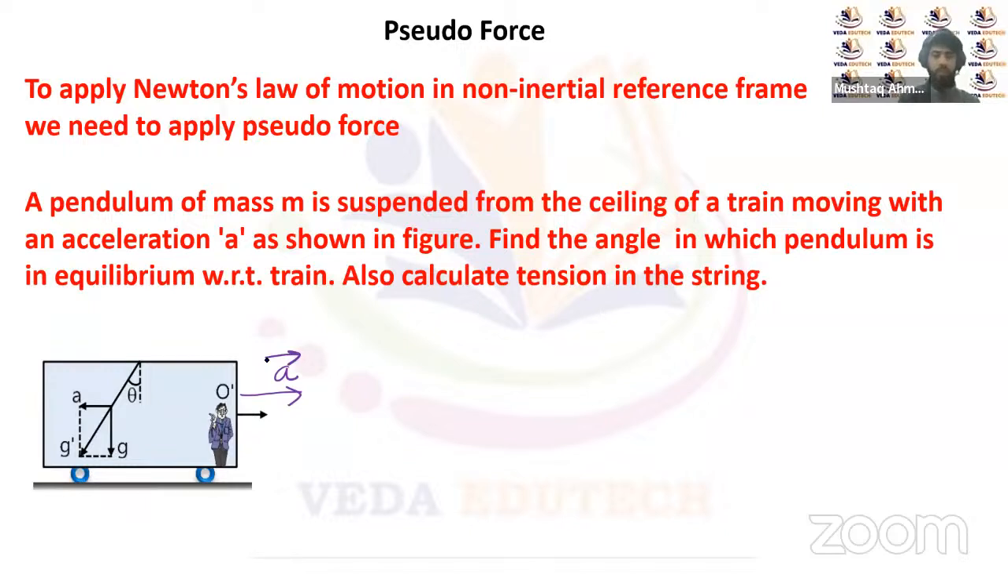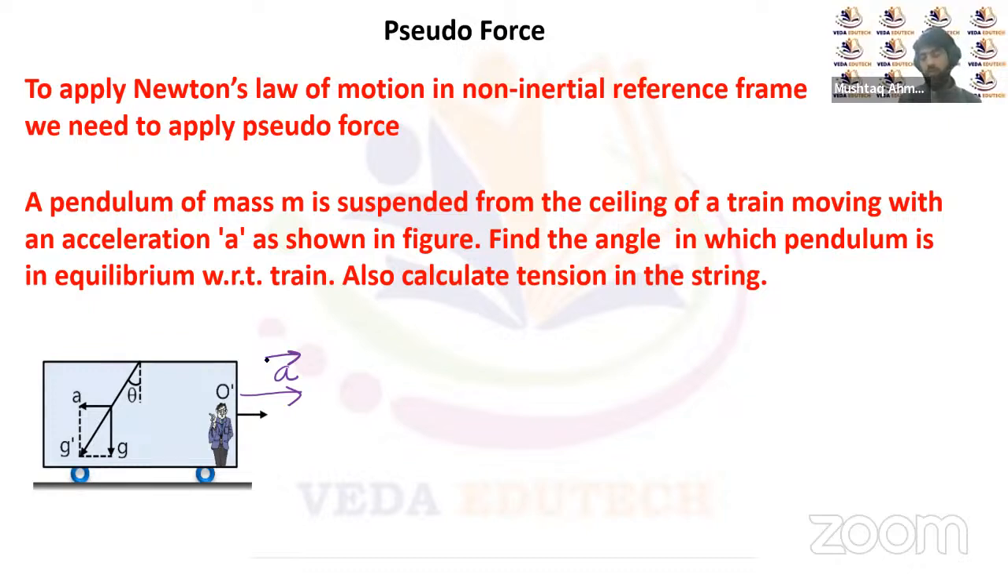So we can observe this pendulum in two frames. One is the ground frame, another is what we call the accelerating frame. With respect to this accelerating frame, this pendulum is actually at rest. It has no motion at all, but it is at an angle of theta. But with respect to the ground frame, which is an inertial frame, if we observe this moving reference, the pendulum is also moving.